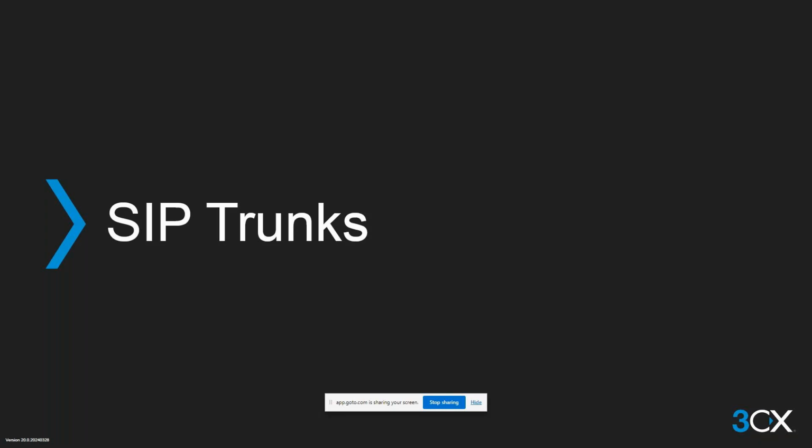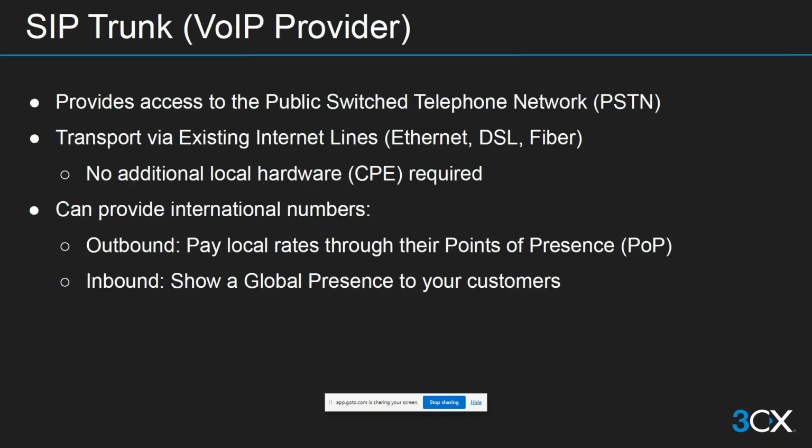Okay, good. In that regard, we go ahead with SIP trunks. SIP trunks provide access to the public switched telephone network. They transport via an existing Ethernet line, Ethernet, DSL, or fiber, with no additional local hardware required. You can provide international numbers. Outbound, you pay a local rate through their points of presence. Inbound, you show a global presence to your customers. Outbound paying local rates comes down to the setup of the phone system.